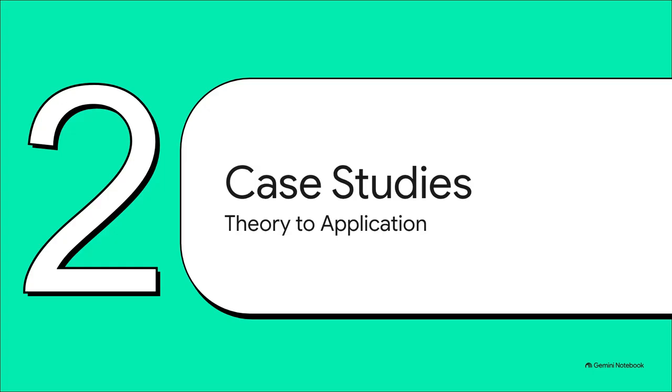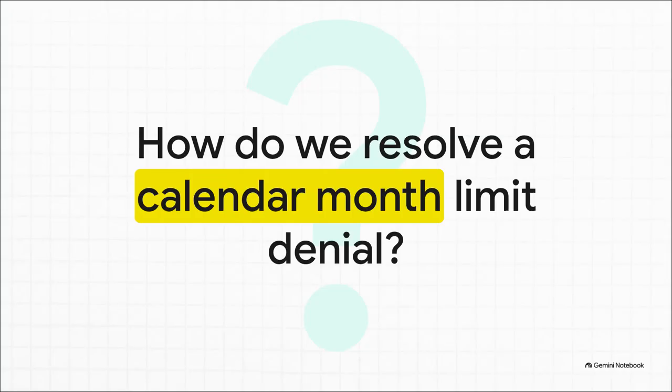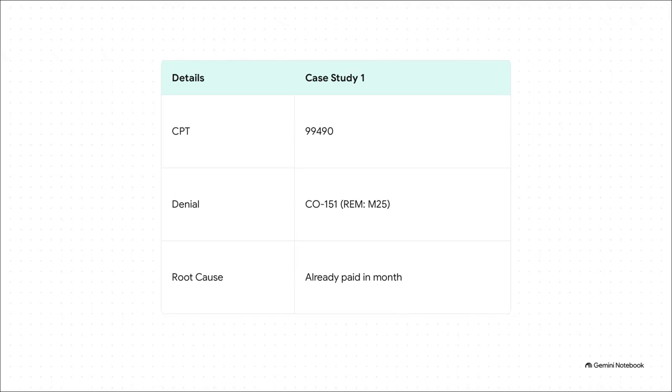Moving on to part 2, resolving utilization case studies. Let's take this from theory to application. Because theory is great, but application is where we actually recover the cash, right? To put our framework to the test, let's ask a highly practical question. How exactly should a billing analyst handle a claim where chronic care management, CCM, limits are flagged within a single calendar month? Let's look at this first case study.